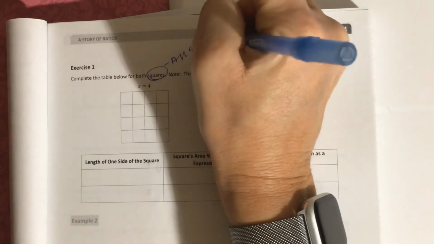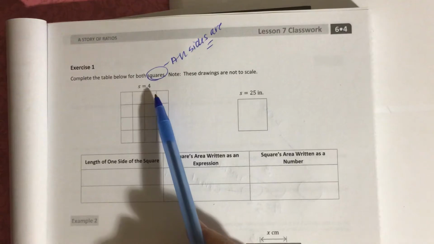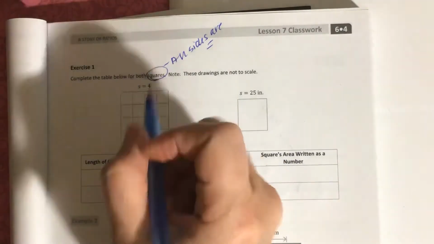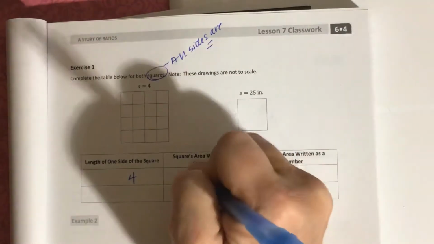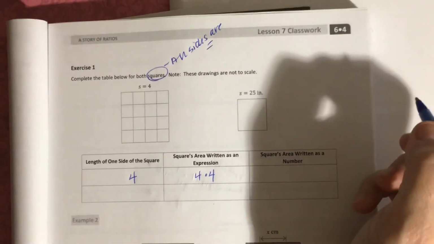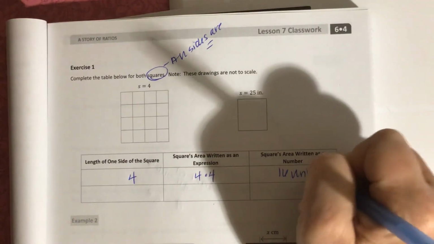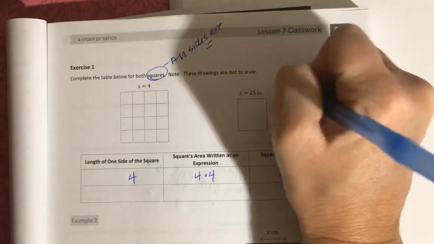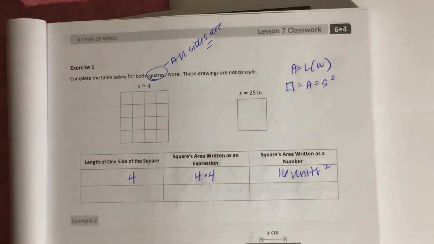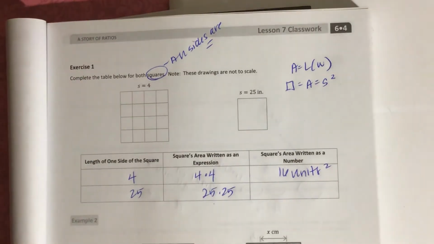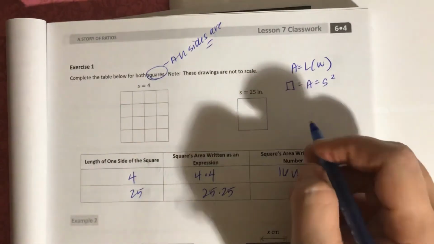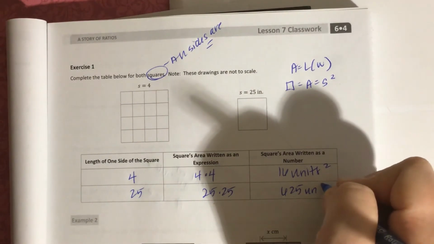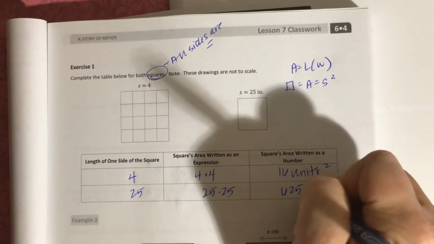Okay, so they're squares, which means all sides are equal. And this one says find the length of one side of the square. It's 4. Square's area written as an expression, 4 times 4. And the area written as a number, 16 units squared. Okay, let's look at the next one. We have 25, exactly the same. So area equals length times width. If it's a square, its area equals side squared. So we have 25. As an expression, we're going to put 25 times 25. And we're going to multiply out 25 times 25 to get 625 units. Inches squared.